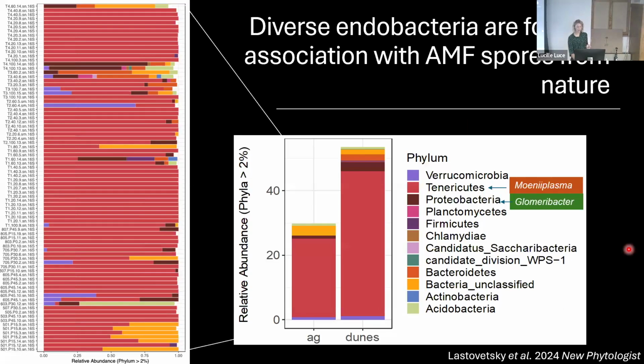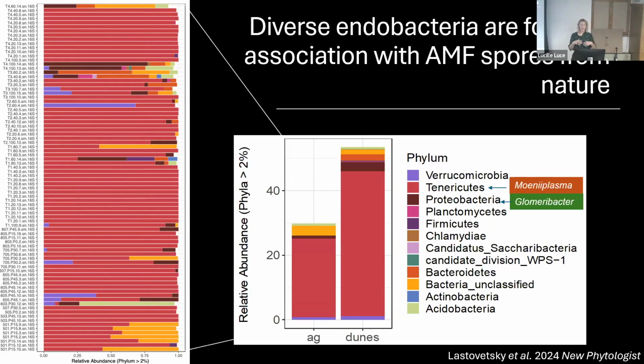And to my great surprise, the diversity of endobacteria that we discovered was very, very high. So here you're looking at relative abundance plots of bacterial phyla. This plot is showing presence of these phyla in spores, split by the sampling site, the agricultural site and then the dunes. And this plot here shows the same thing, but each row corresponds to a single spore sample.